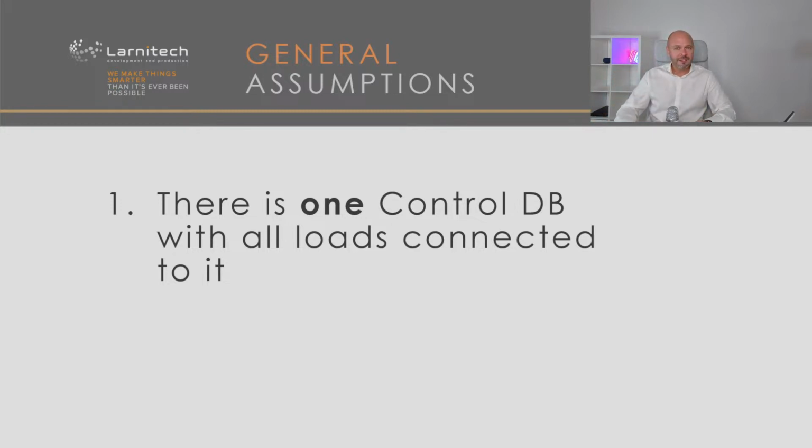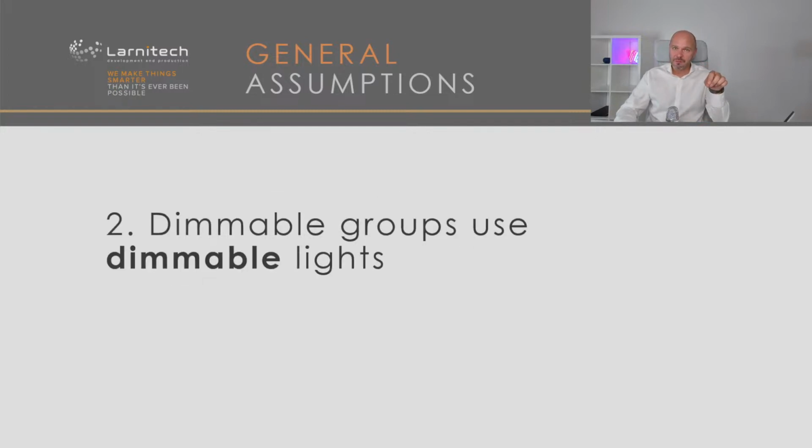The next one is about dimming lights. Dimming lights is very important, and we assume that all dimmable groups, of course, use dimmable lights. Some clients do not know about this, so you count dimmers and then they connect non-dimmable lights and it does not work. So this is an assumption.